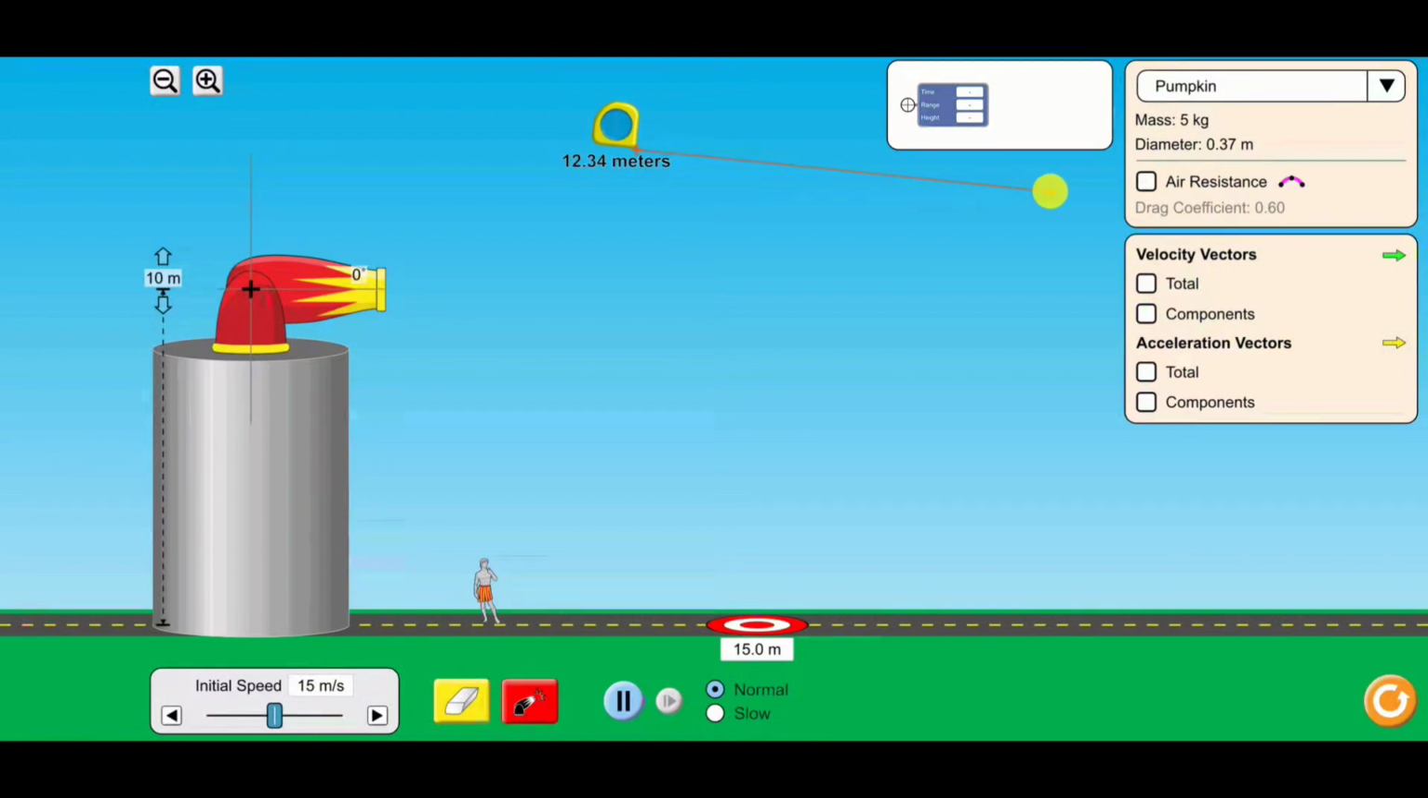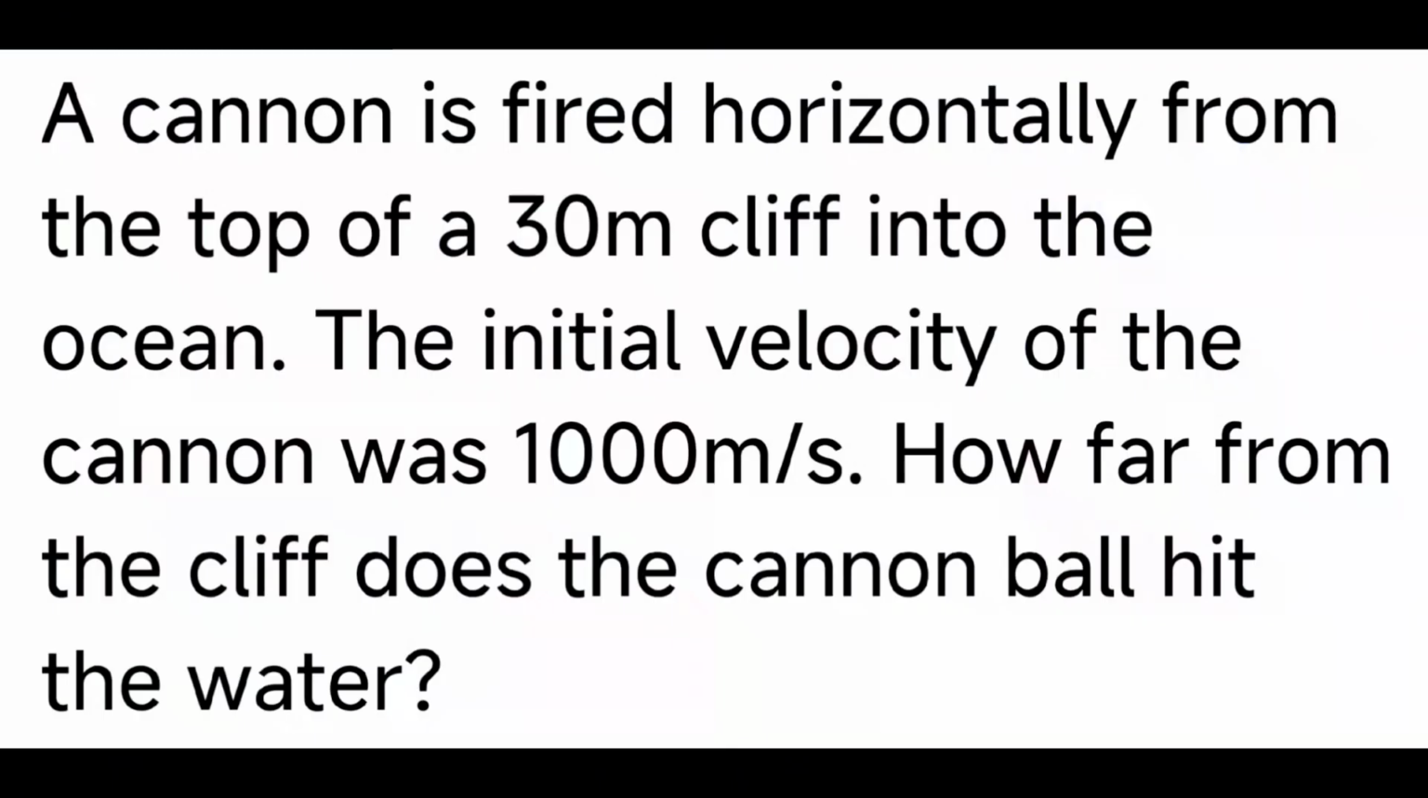Let's discuss projectile motion. We will focus once again on the horizontal projectile. Okay, let's have this example. A cannon is fired horizontally from the top of a 30-meter cliff into the ocean. The initial velocity of the cannon was 1000 meters per second. How far from the cliff does the cannonball hit the water?